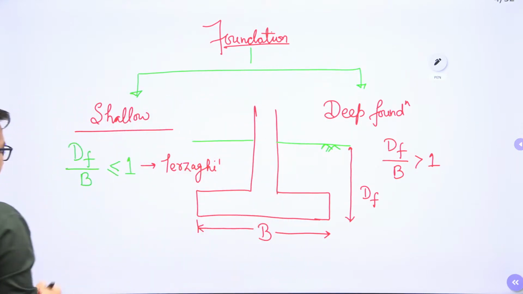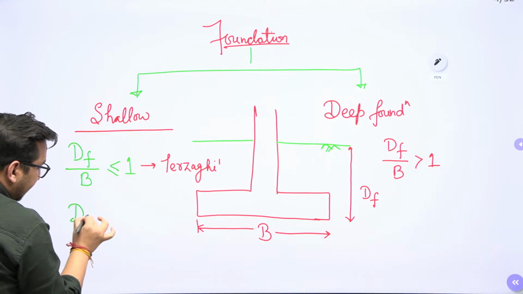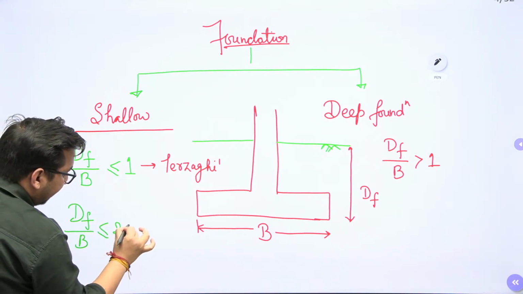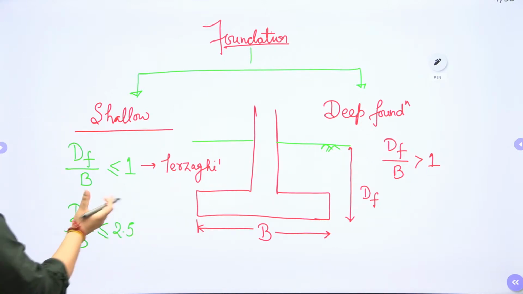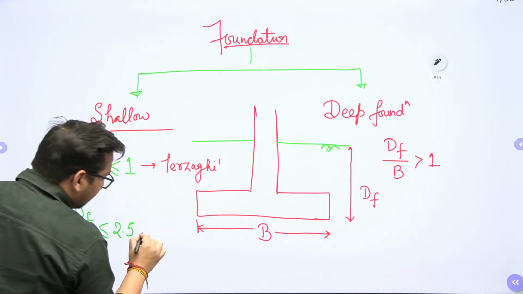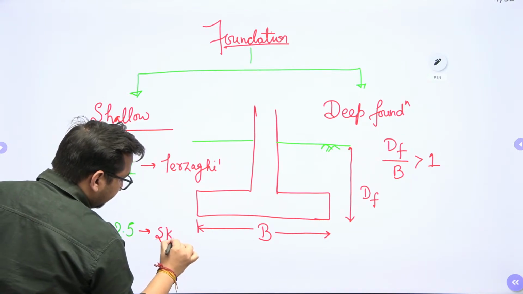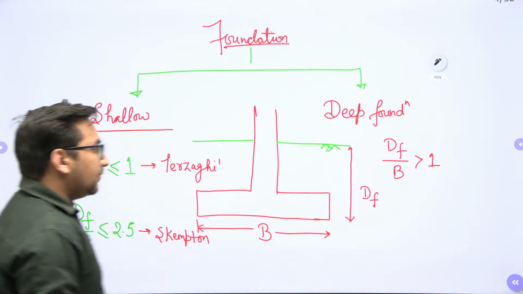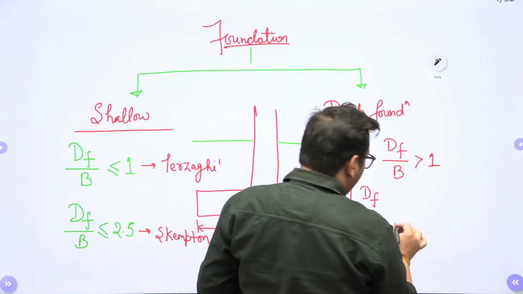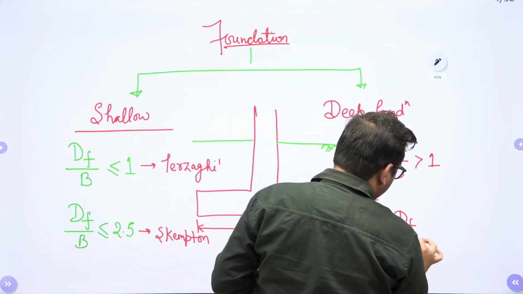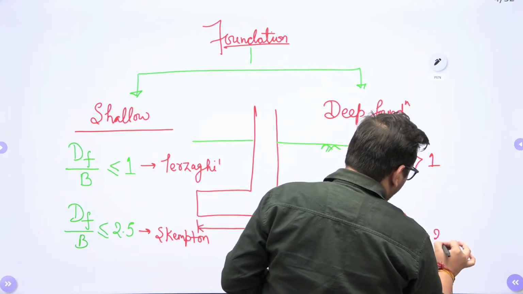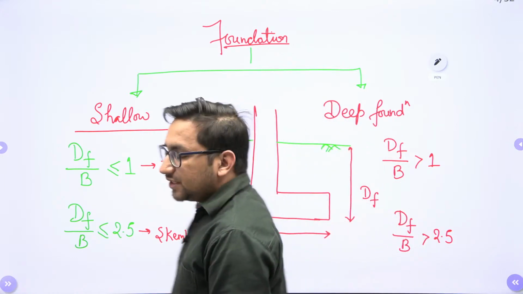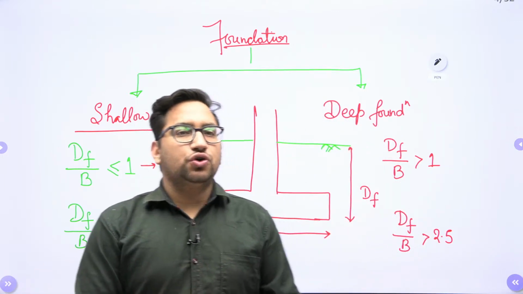There is another scientist who has given that if the depth of foundation by width of foundation is less than or equal to 2.5, then the foundation is a shallow foundation, and this is according to Skempton. Whereas for a deep foundation, if Df by B is greater than 2.5, we call it a deep foundation. Clear? So this is the major classification which we should know.